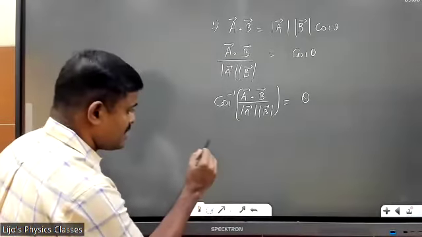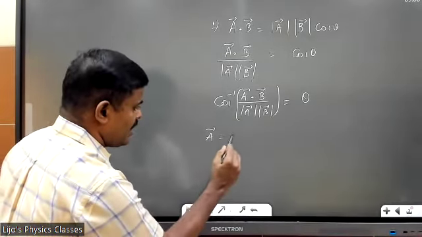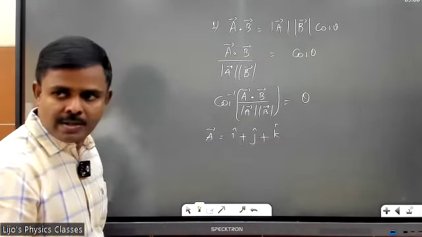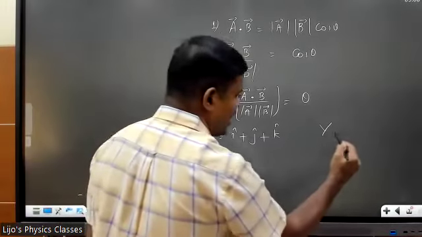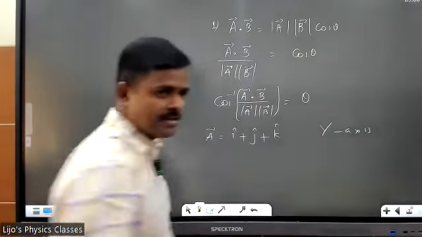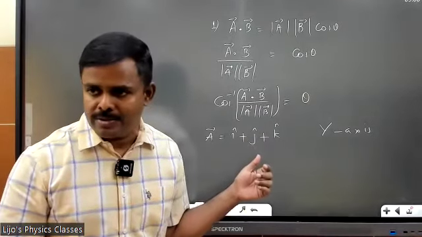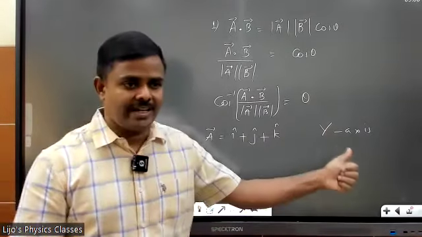Look at this. I have a vector A, I cap plus J cap plus K cap. Find the angle with the Y axis. They would say Y axis. You have to find the angle between this vector and the Y axis. It's a previous question from your school paper.